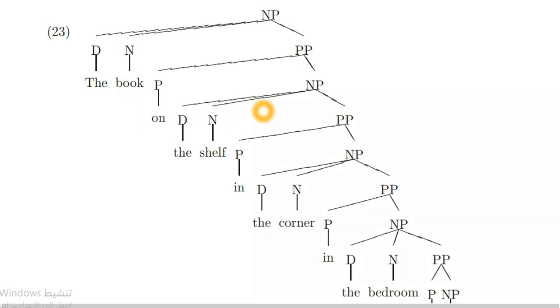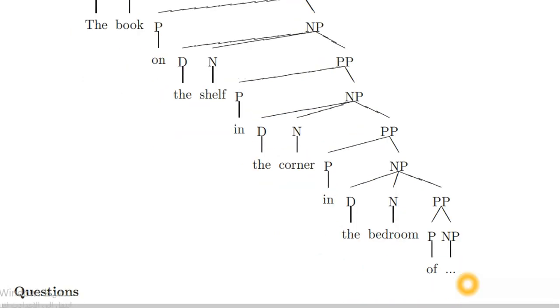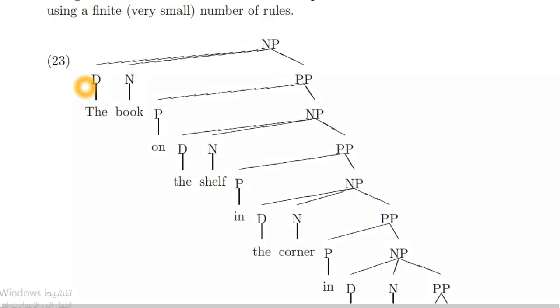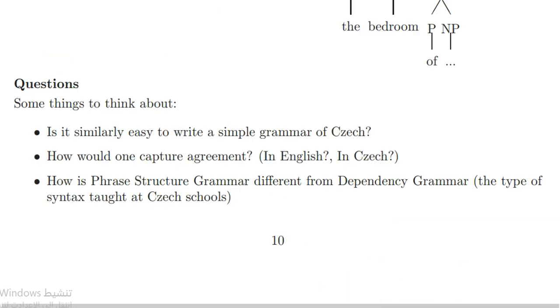We have to think about it somehow. So the structure here: the book on the shelf, in the corner, in the bedroom of, you can continue. So this is a complement. It looks like a longer sentence. The book on the shelf: you can see noun phrase, prepositional phrase, noun phrase, prepositional phrase, noun phrase, prepositional phrase. So it looks like a very, very long and sophisticated structure.